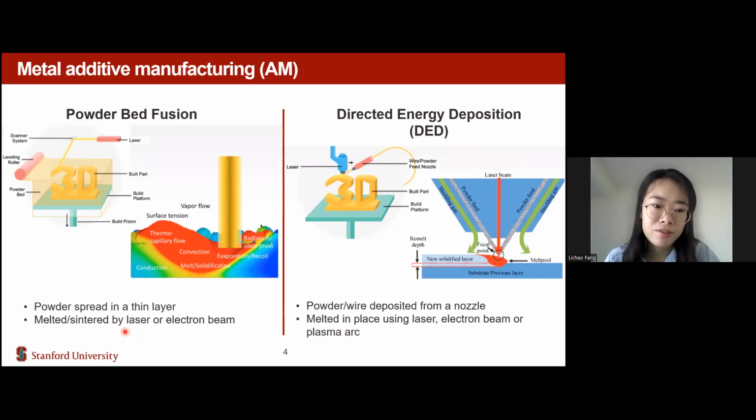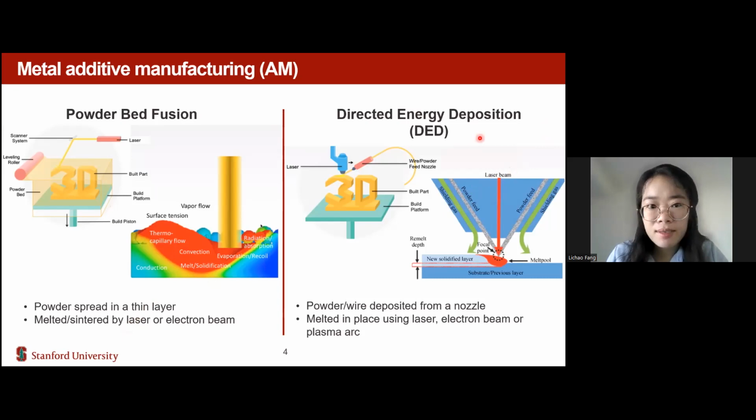When the temperature is still increasing, some of the particles will evaporate, and that will also involve the vapor flow and the interaction between the laser and the material. When we remove the laser, the temperature decreases, and some part of the material will cool down and become solidified. That will also involve the phase change and also solidification.